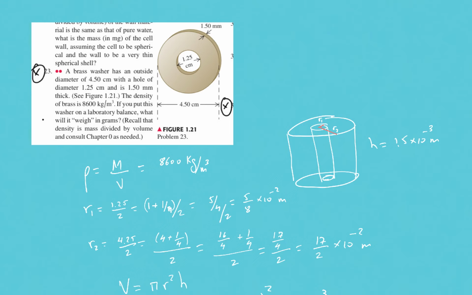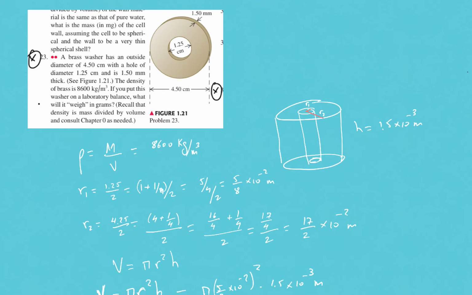Questions, try to solve it by yourself, and come back to see the solution. The problem is about a brass washer that has a specific figure, a cylinder, and is full of material.